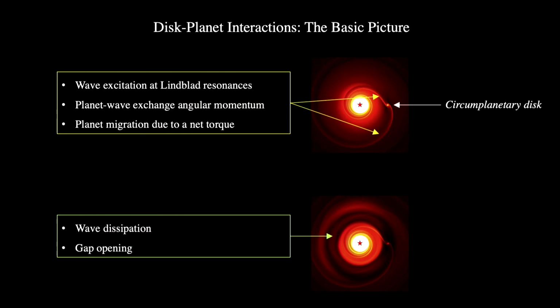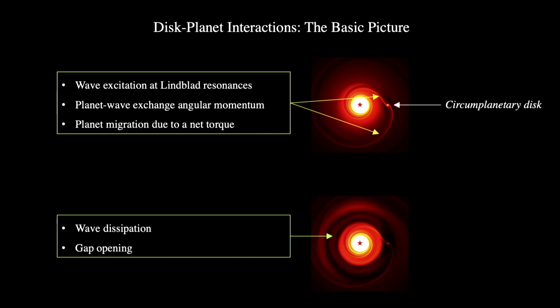A planet excites density waves at Lindblad resonances, and those density waves exchange angular momentum with the planet as they propagate away from the planet. The net torque that the planet feels can drive the planet to migrate. At the same time, the planet may assemble a small circumplanetary disk around itself.